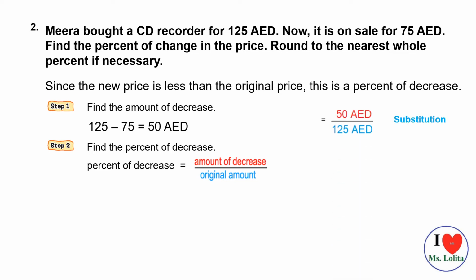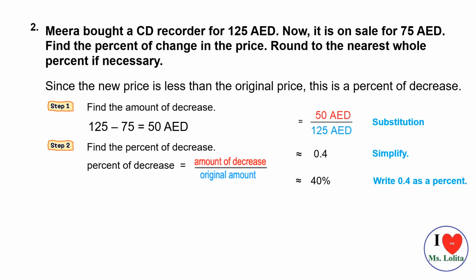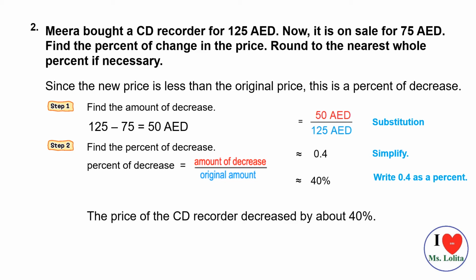We are just going to substitute the values in the equation. The amount of decrease is 50 dirhams and the original amount is 125 dirhams. Therefore, 50 dirhams all over 125 dirhams. To simplify by division, 50 over 125 will give us 0.4. To write 0.4 as a percent, we are just going to multiply 0.4 by 100. 0.4 times 100 will give us 40%. Therefore, the price of the CD recorder was decreased by about 40%. That is the percent of change.